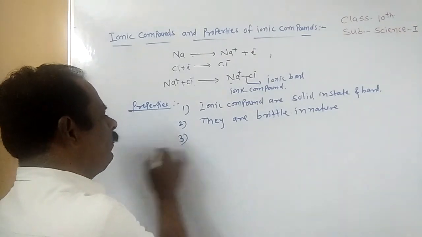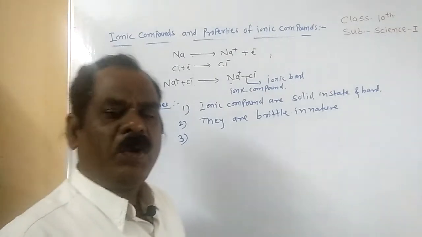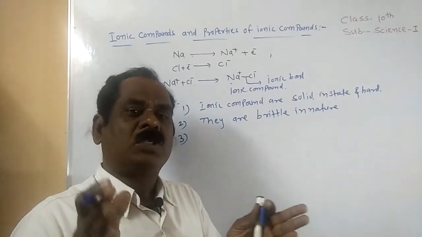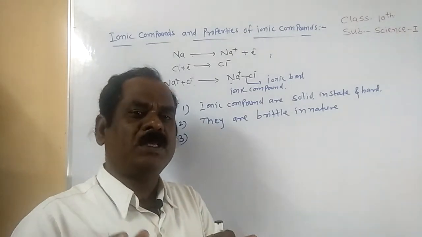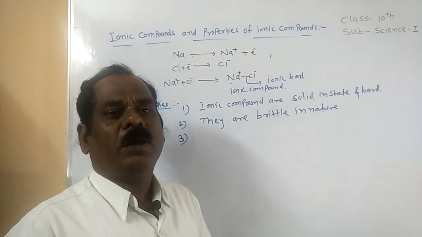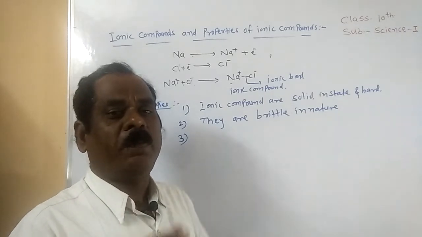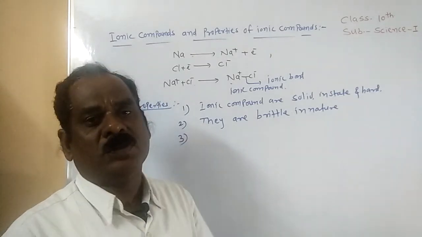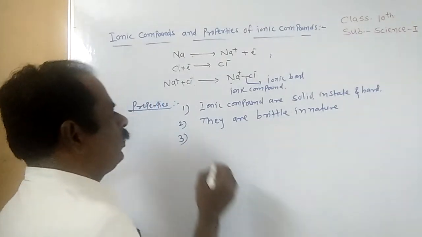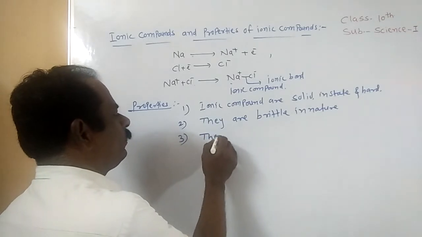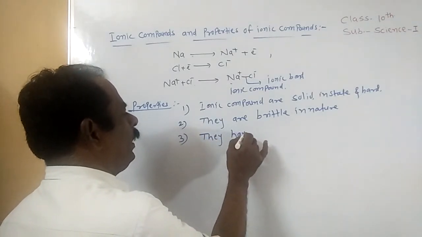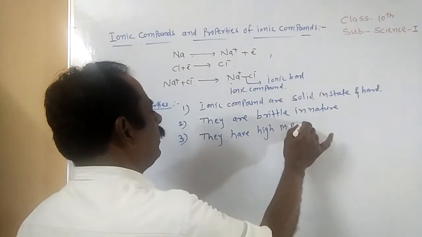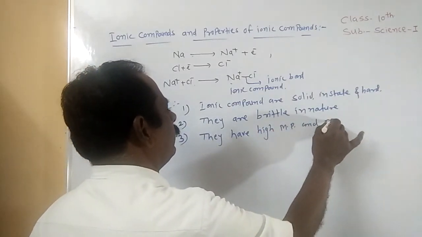Third property: you know that ionic compounds have a strong electrostatic force of attraction, or strong ionic bond. Due to the presence of the strong ionic bond, more energy is required for breaking this bond between the positively charged ions and negatively charged ions. Hence, they have a high melting point and boiling point.